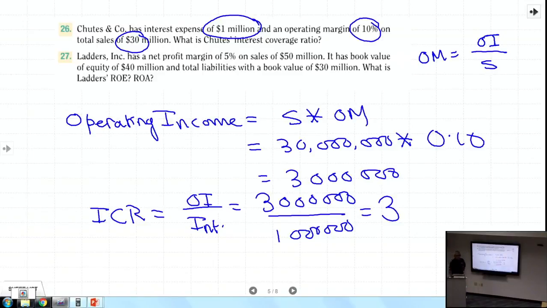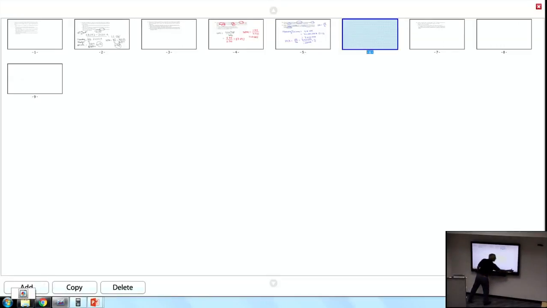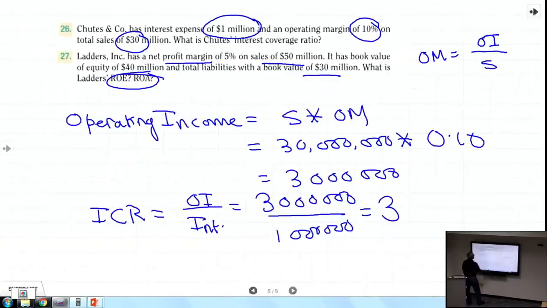Question number 27. Net profit margin is given, sales is given, book value is given. So we have net profit margin, sales, book value, and total liabilities. What is ROE and ROA? Let me go to the sheet over here and add a page, so I can do this problem on the next page.